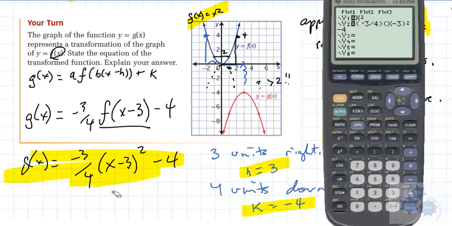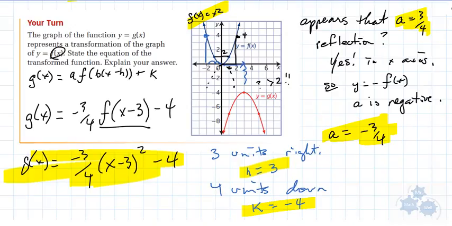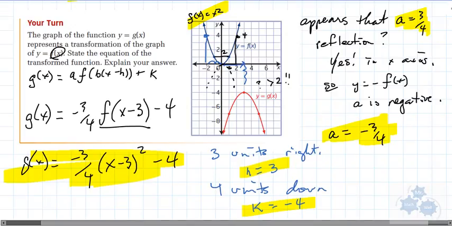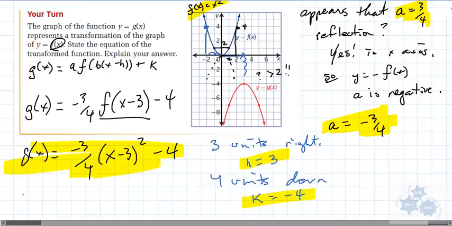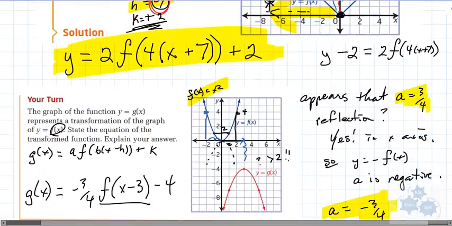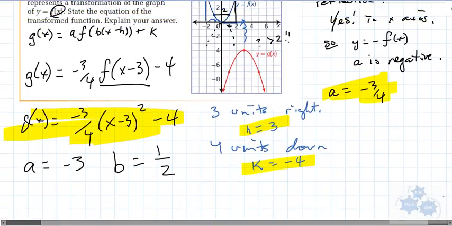Now, did you guys do something different? Did you have a b value instead of an a value? Yes? Okay. You got a is -3, and b is 1/2, and h and k is the same. Okay, did anybody else get this? Anybody else do this?